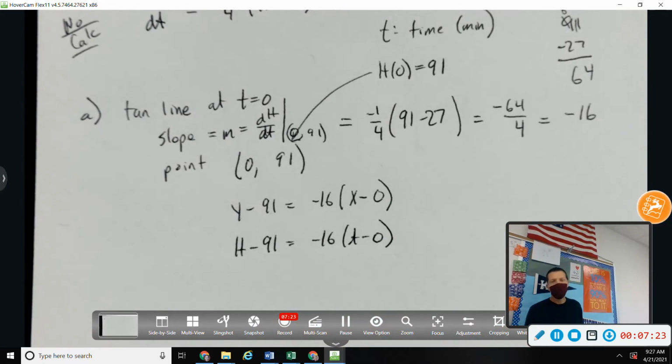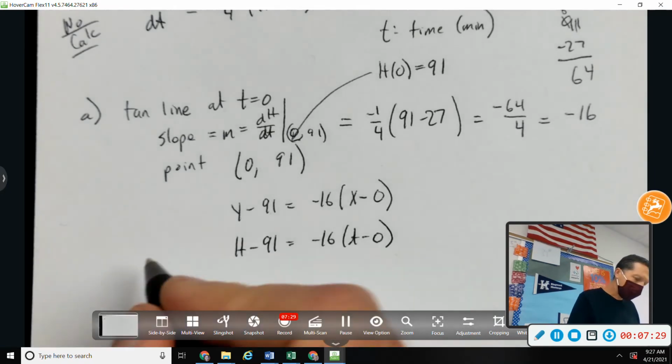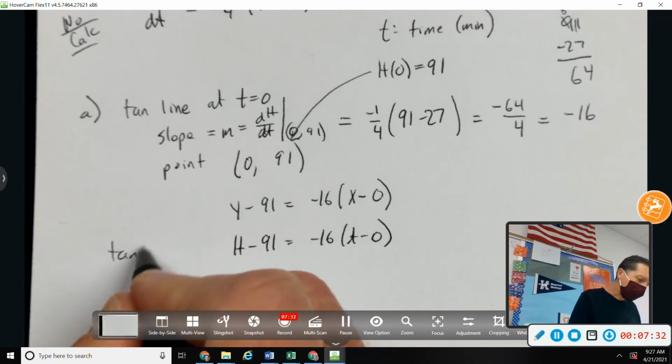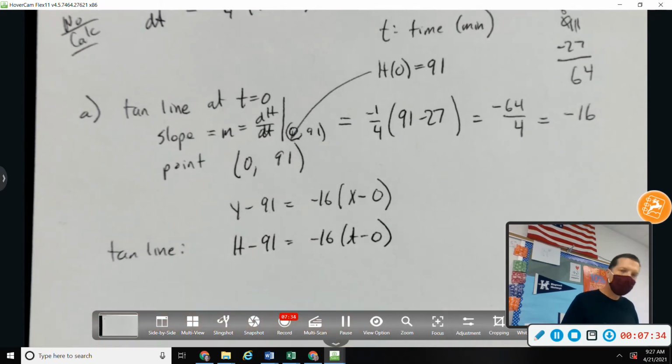Switch it back to h and t maybe. Write an equation for the tangent line. Okay, so there's my tangent line equation. I don't have to solve it for anything. That's an acceptable equation of a line.